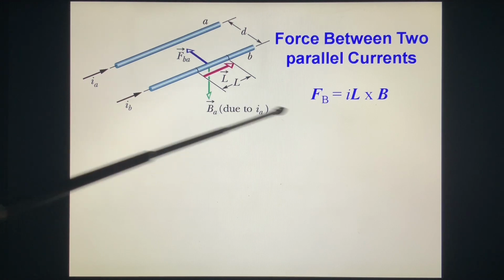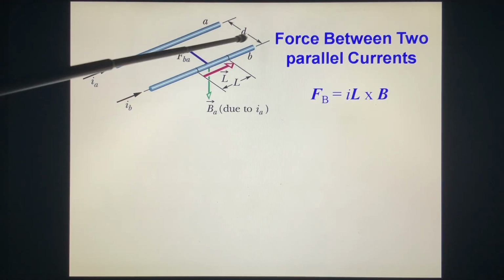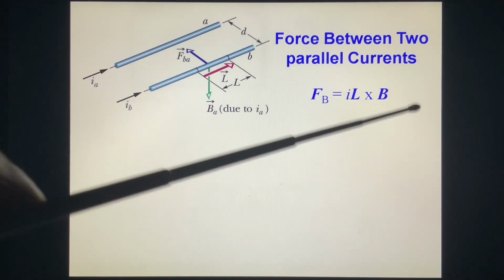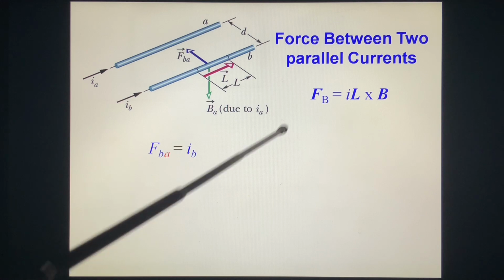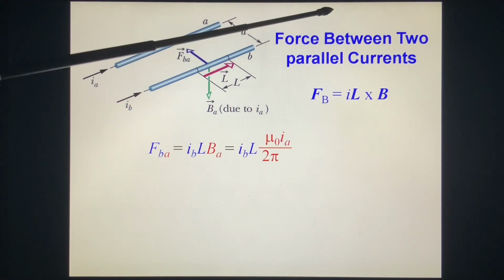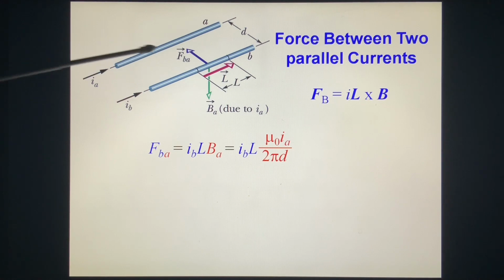With IB, the force on wire B from the field produced by IA is I L cross B. Okay, what is B? So we put this one down. I L is this one. B produced by IA, by the right hand rule, is downward. This is BA due to IA.